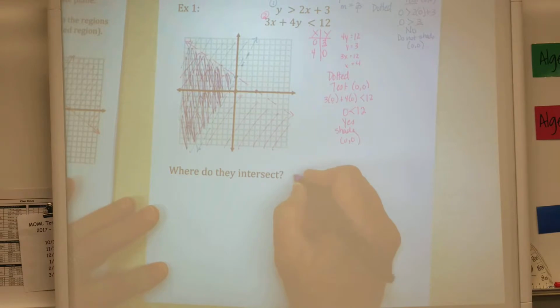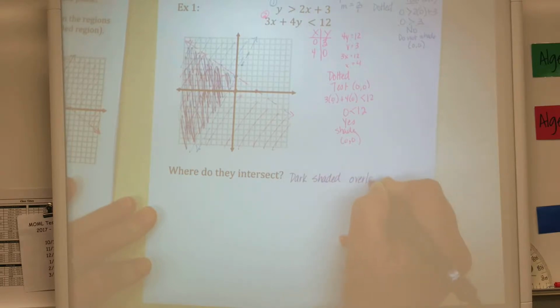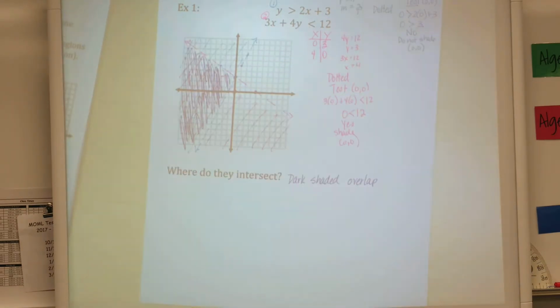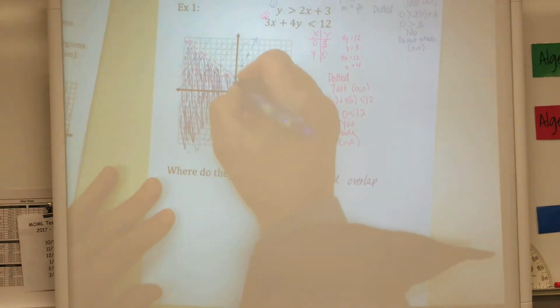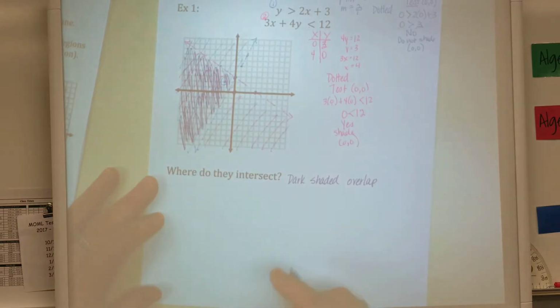And then I'll put where they intersect is the dark shaded overlap. And any point in this dark shaded area will solve both equations. So just to show you an example, if I pick a point in the dark shaded region, one of those points would be negative 2, 2. That's a point that's in the dark shaded region.